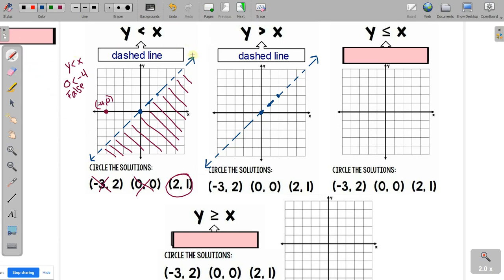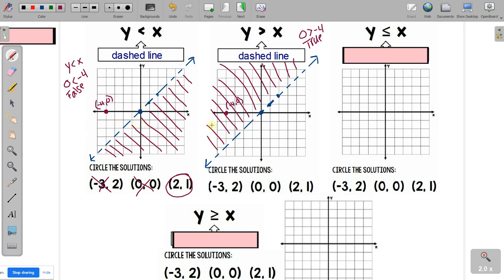Now we need to figure out our shading. We can use the same point, -4, 0. So, -4, I'm sorry, use 0. 0 is greater than -4. Is that a true statement? Yes. It's a true statement. We are going to shade where that point is, the side it is on. So you want to shade this whole region with a color pencil all the way through.